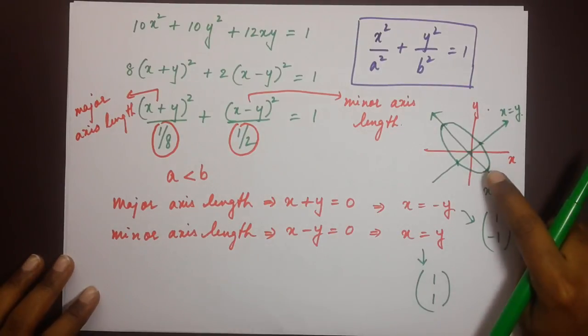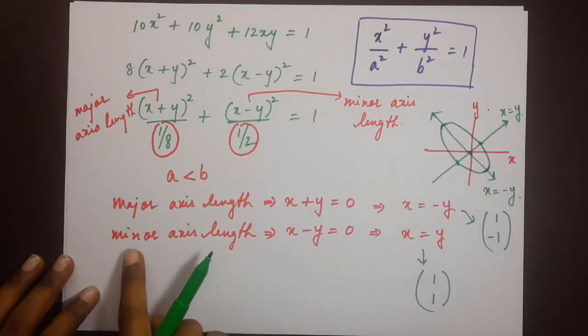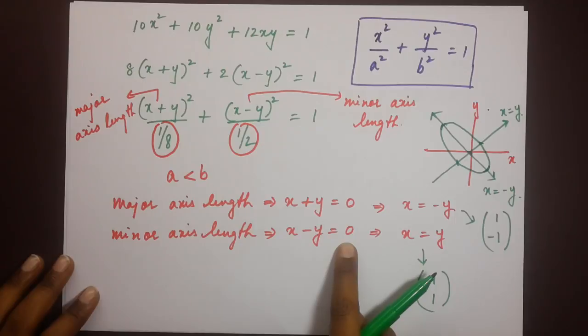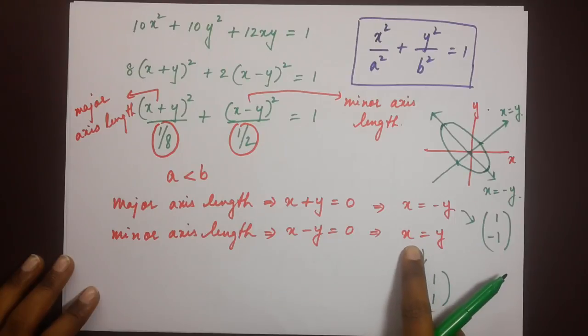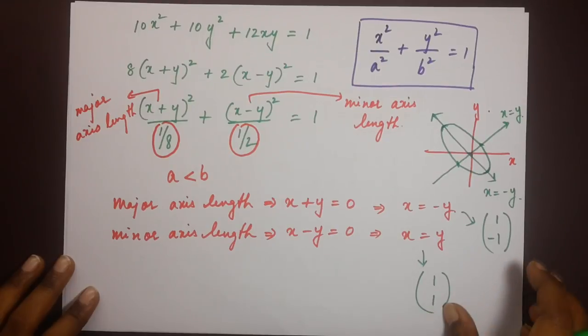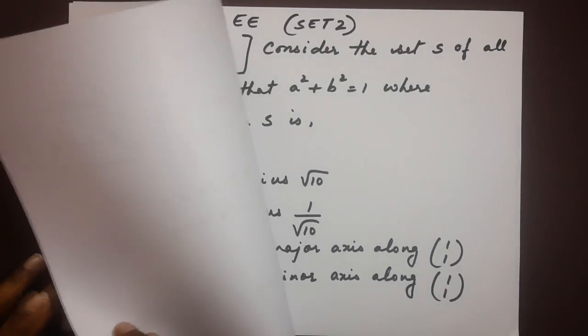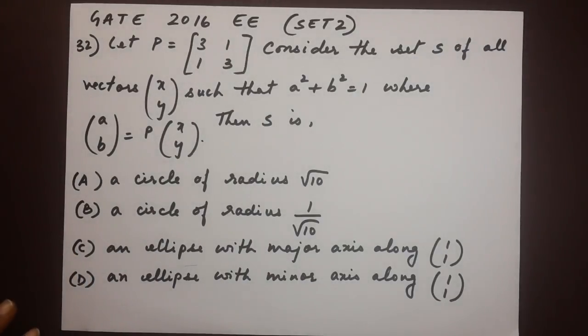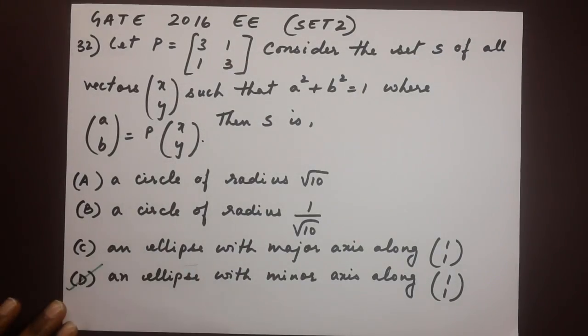It means that the ellipse's minor axis lies along x minus y is equal to 0, which gives us x is equal to y, and x and y are positive values. So that's our final answer here. Let me just write: the final answer is D, an ellipse with a minor axis along (1, 1). I hope this has helped.